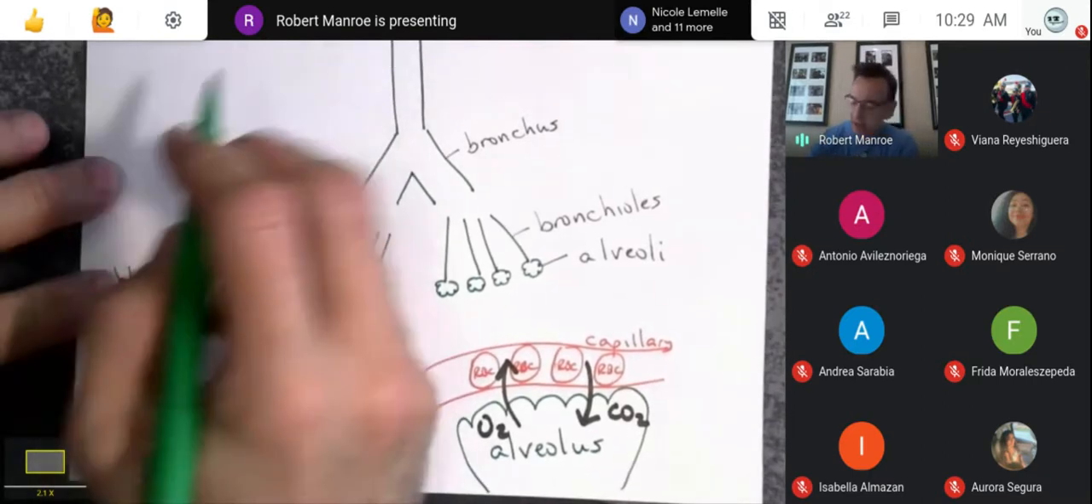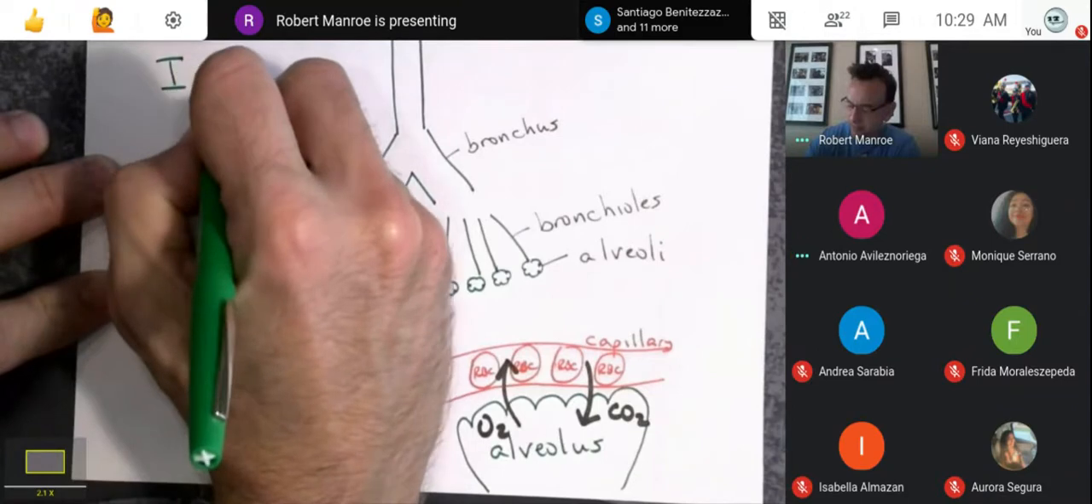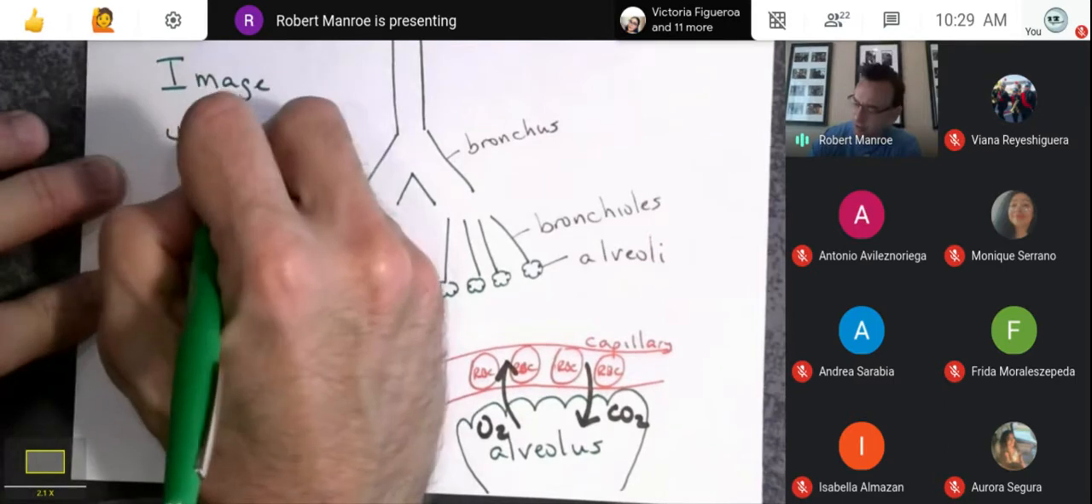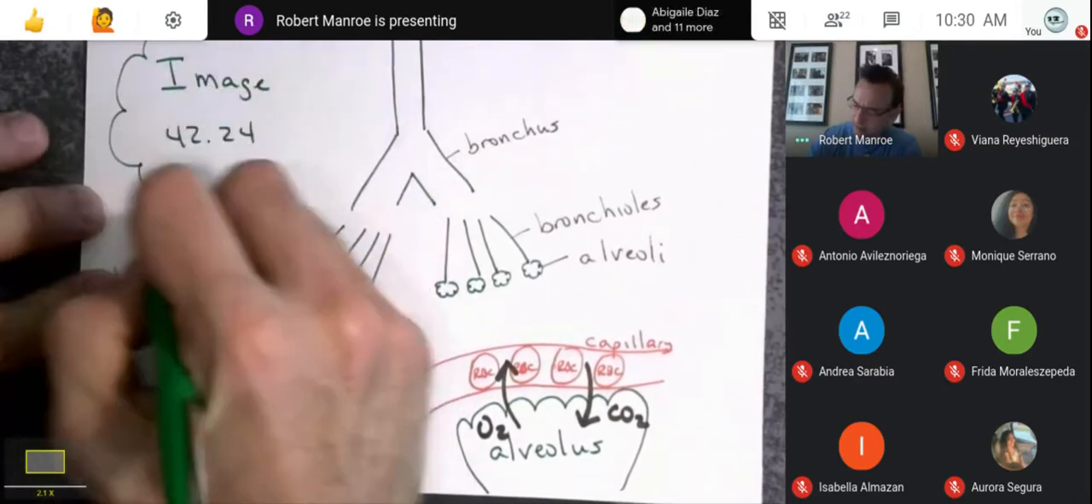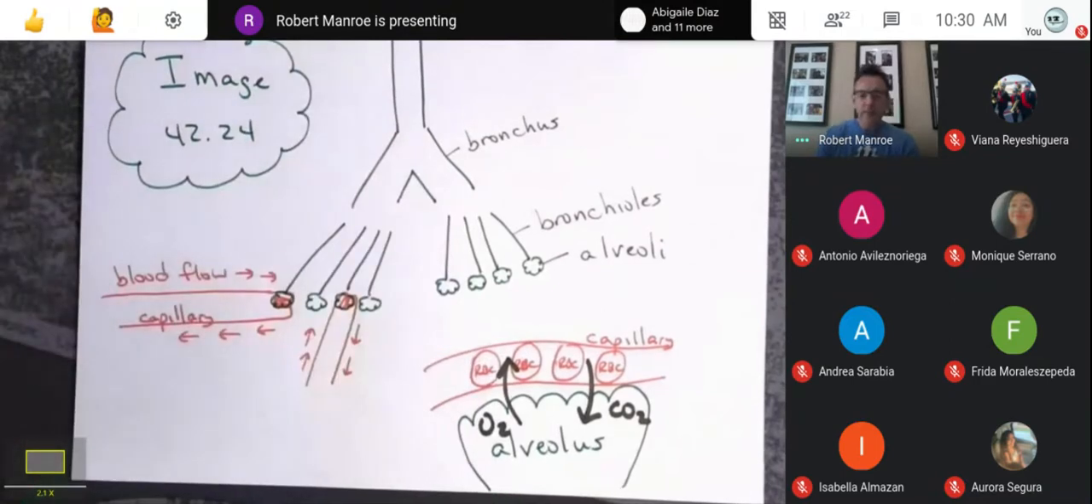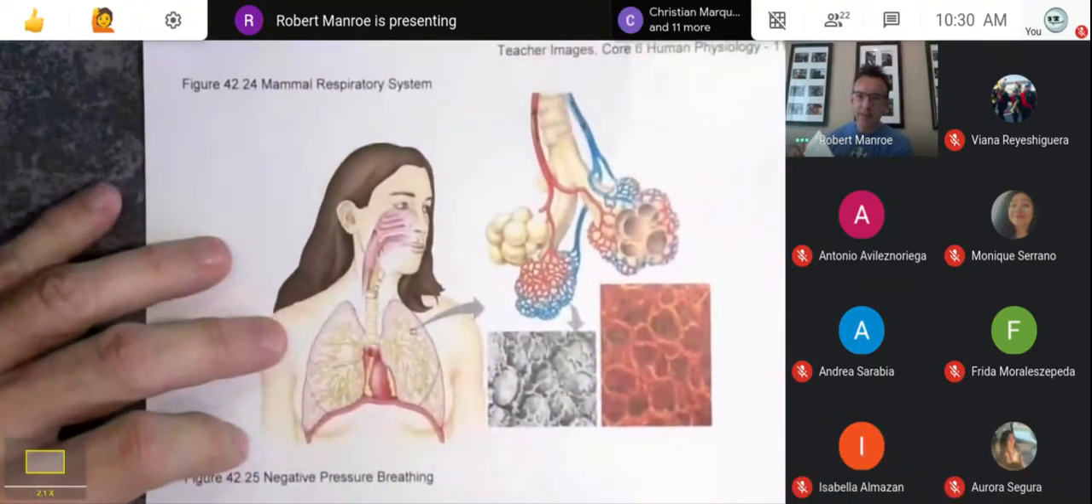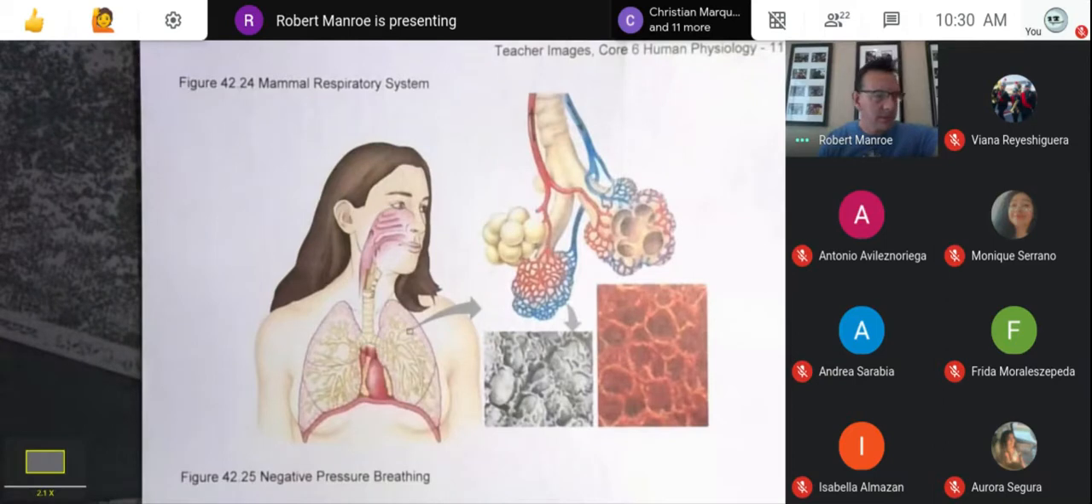So while this is a nice diagram, do you think the textbook includes a better one? Totally. Chapter 42 somewhere. Where is it? 42, oh, that's cool, cool number. Figure 42.24. So let's take a look at 42.24. It'll be around here somewhere. Does anyone still need this diagram? Cool. 42.24, looking like that. I should have a red pen around here. There we go.